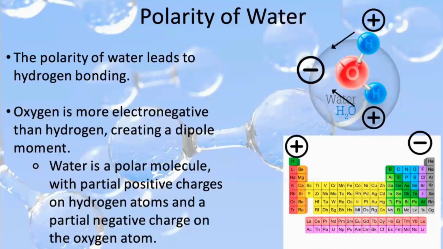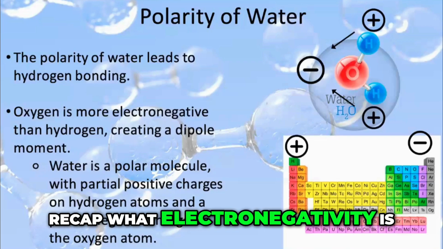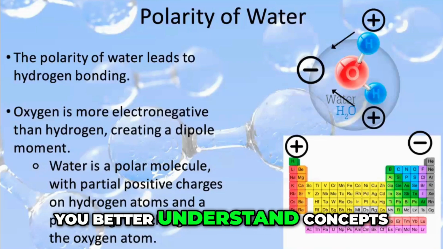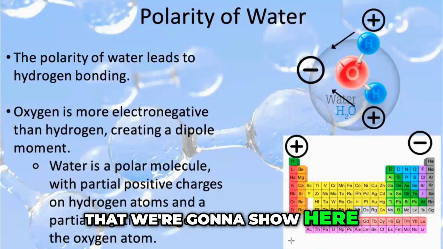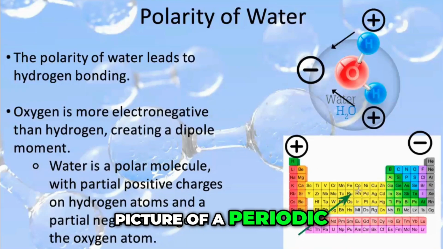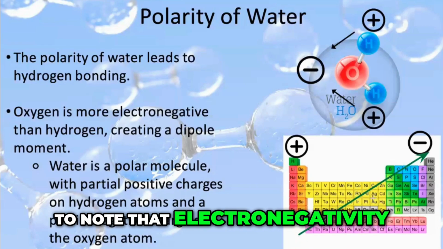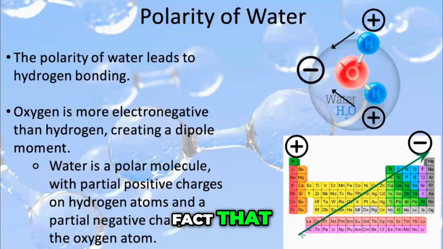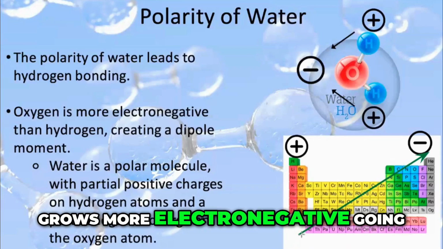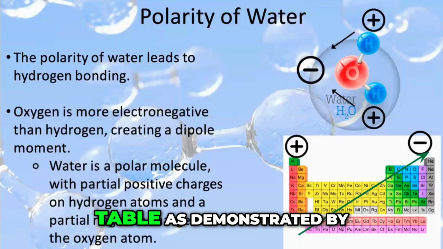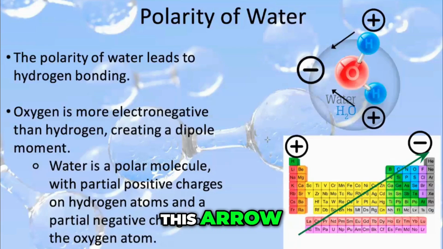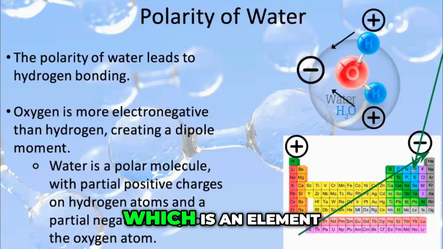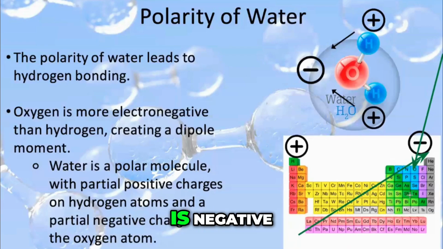Okay, let's recap what electronegativity is because it will help you better understand concepts that we're going to show here. So this is a picture of a periodic table, and it's safe to note that electronegativity, or how negative an element is, is based on the fact that it grows more electronegative going up and to the right of the periodic table, as demonstrated by this arrow, which basically means that oxygen, which is an element on the right side of the table, is negative, and hydrogen, which is on the left side of the table, is positive.